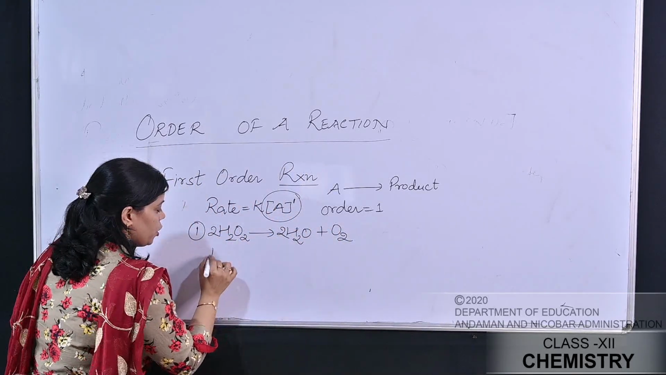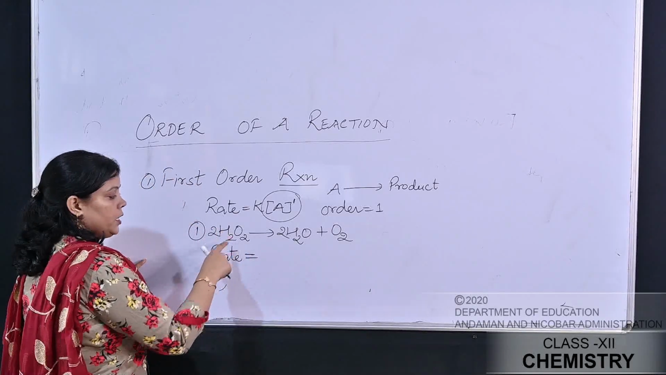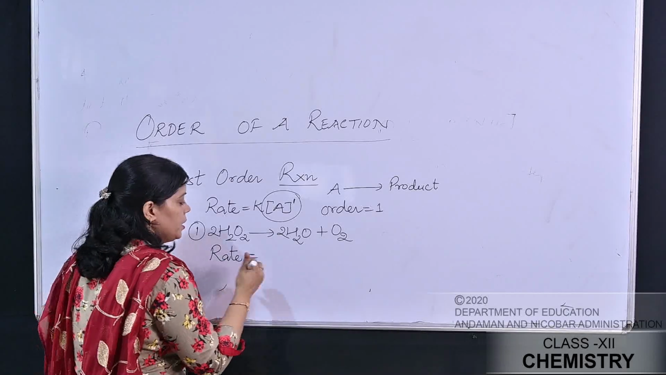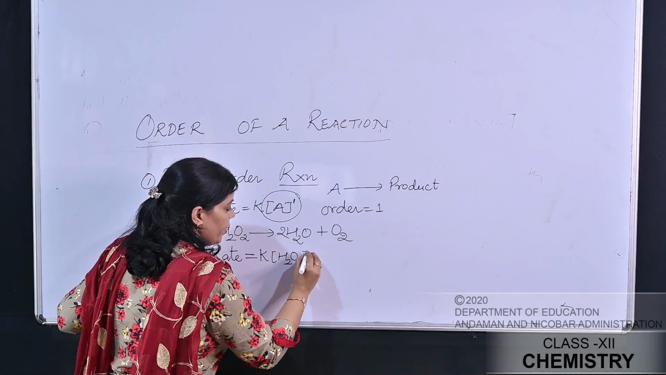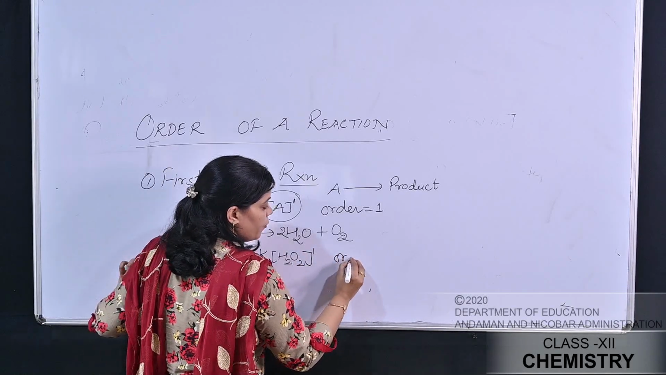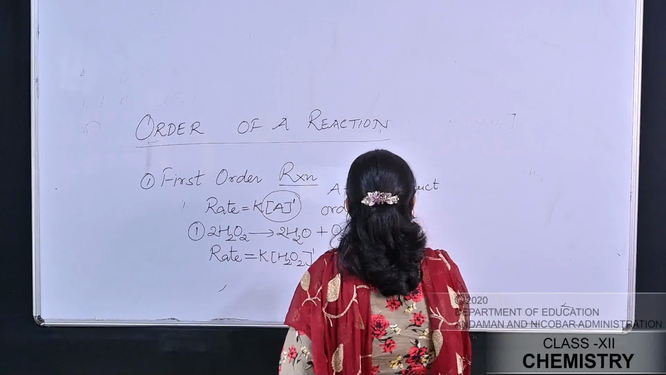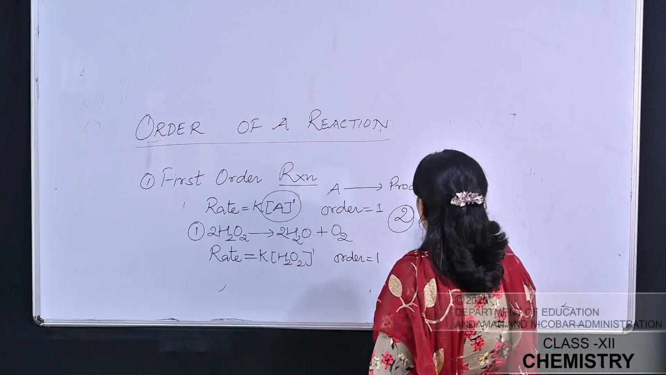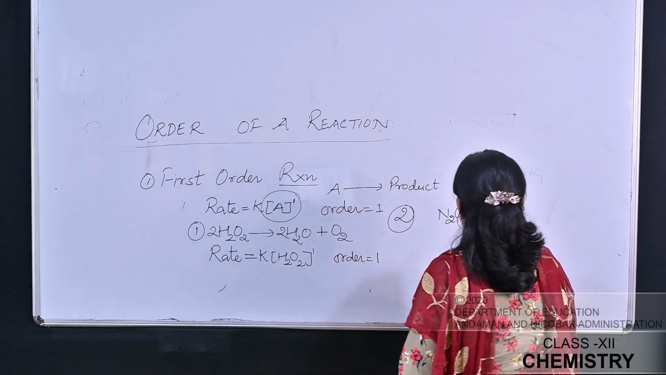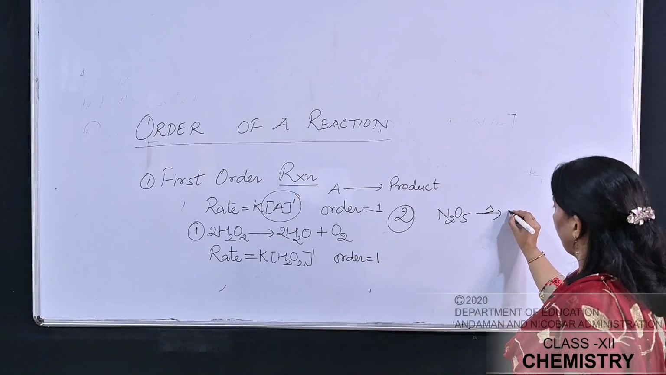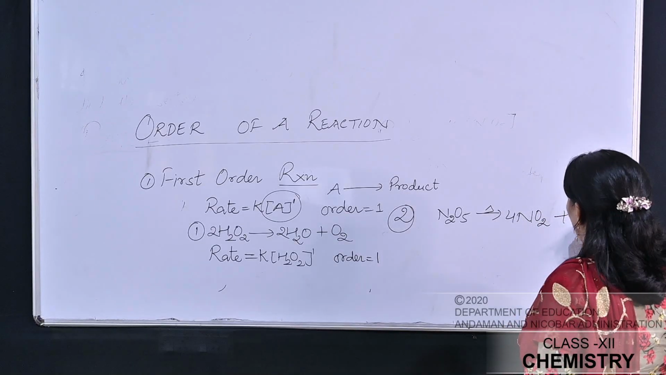On the basis of experimental studies, the rate equation for this reaction can be written as: the rate is equal to K times H2O2 raised to power 1. So the order for this reaction is equal to 1. The second example of a first order reaction is the decomposition of dinitrogen pentaoxide to give 4 moles of nitrogen dioxide plus oxygen.